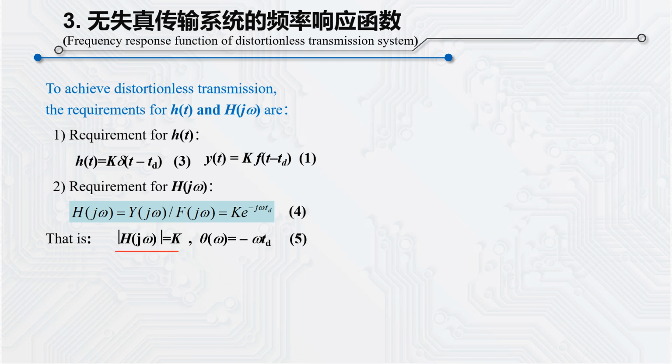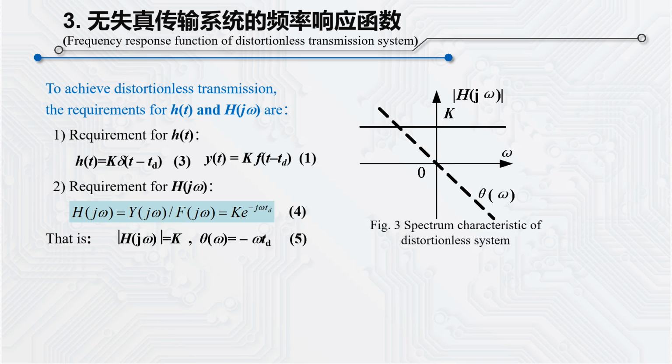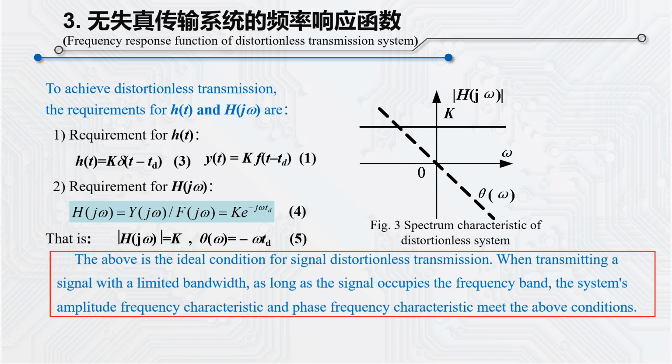This is its amplitude frequency characteristics. This is its phase frequency characteristic. Figure 3 shows the spectrum characteristics of a distortionless transmission system. As shown in Figure 3, for a distortionless transmission system, its amplitude frequency characteristic is a constant, and its phase frequency characteristic is linear. The content discussed above is the ideal condition of signal distortionless transmission.